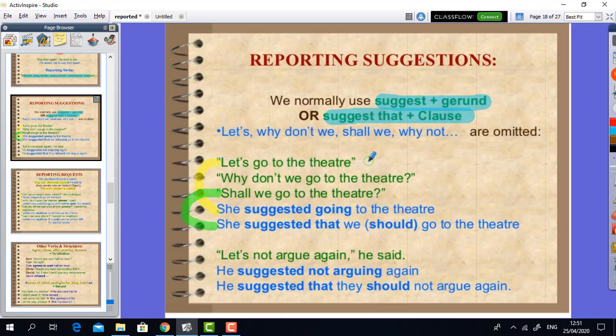Note that let's, why don't we, shall we, why not, and similar expressions which are used in suggestions are omitted. The idea will be clarified by the reporting verb suggested. So let's take two examples. "Let's go to the theater," said or suggested Mary, for example. She suggested going to the theater. Or, "Shall we go to the theater?" She suggested that we should go to the theater. Note that we used a clause here. It's a complete sentence embedded in the main sentence.